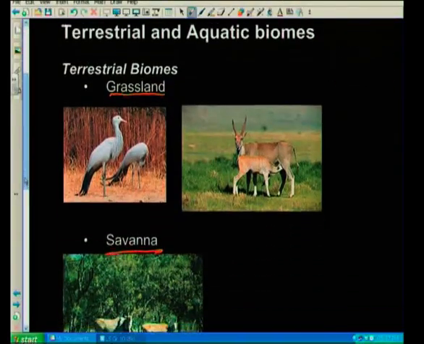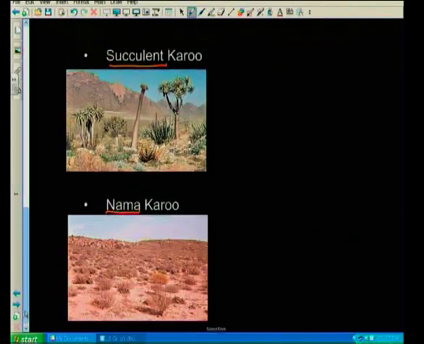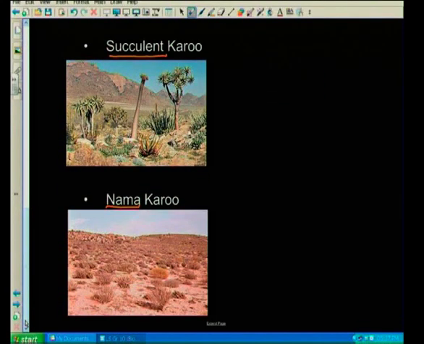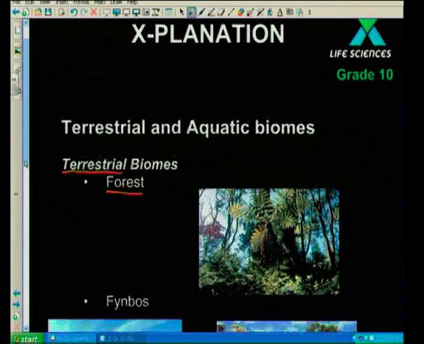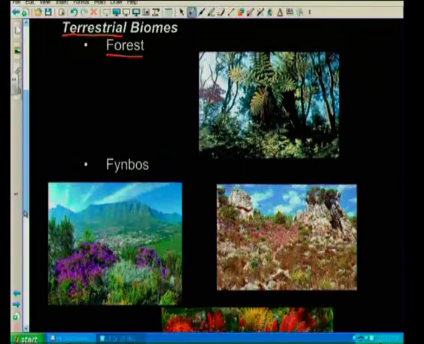Now I said there are 7, but as you can see here, if we go back, we only have 6 biomes mentioned. Now we've had the Nama karoo, and after that we move on to the forest. Remember, we are busy with terrestrial biomes, which are biomes that are on land, and like we said, there are 7, and the forest is our number 5 that we find.